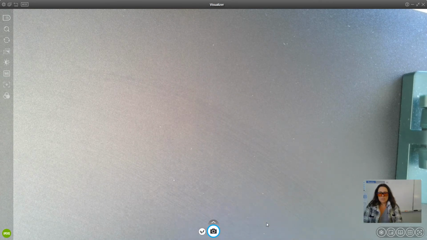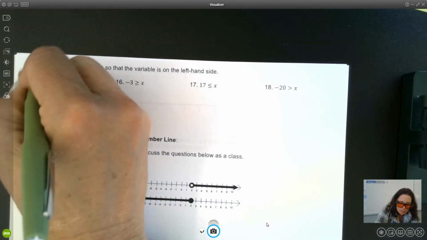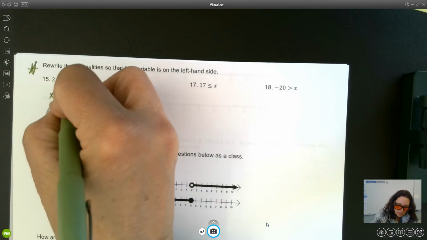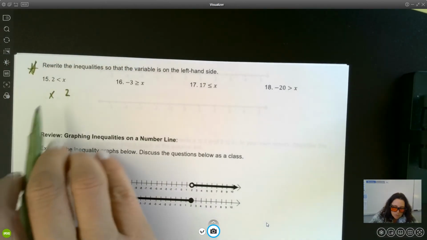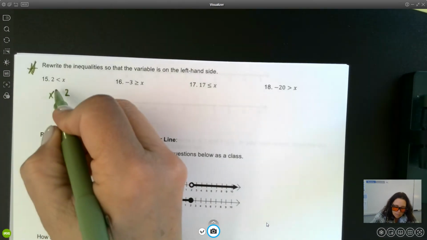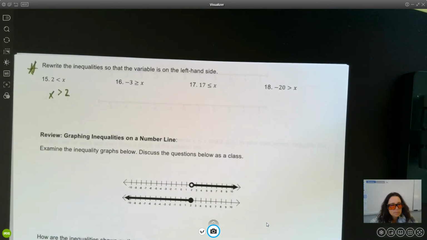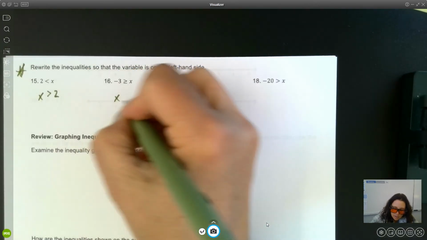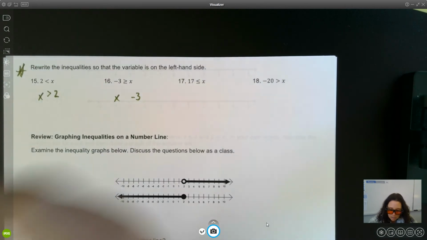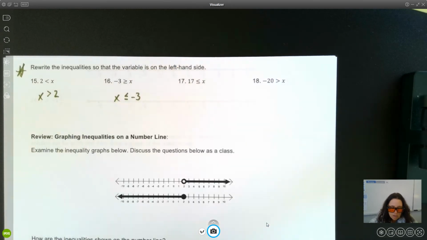Okay, this is very important to understand. Rewriting inequalities so that the variable is on the left side. So we want the variable here and the number 2 here. Do you see the big alligator mouth closest to the X here? Make sure it's the same way here. This guy, we want the X there and the -3 there. Do you see the big alligator mouth by the -3? Make sure it is here.